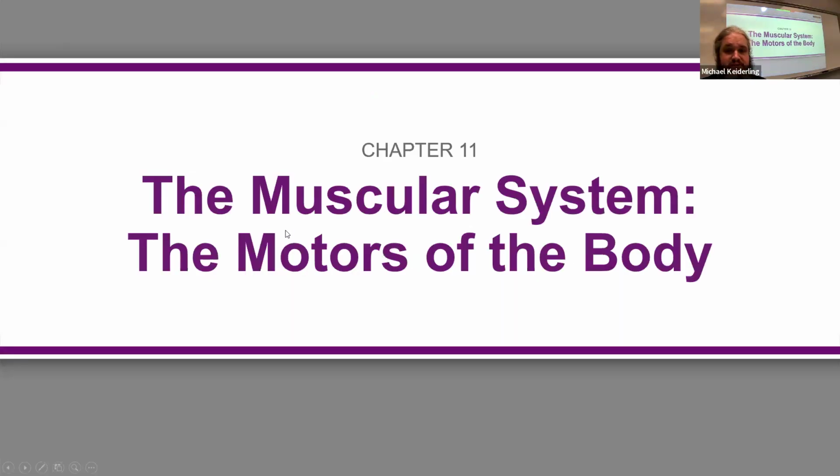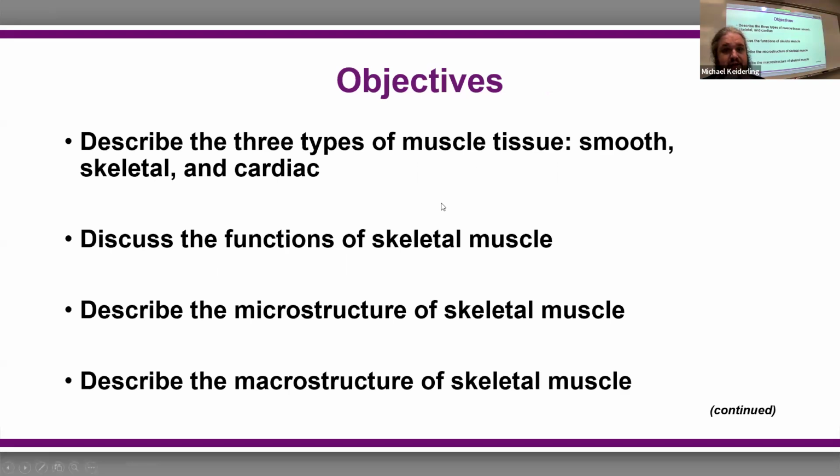So we're going to talk about the muscular system, the motors of the body. The muscular system is what moves your body around. It's all your muscles, but also the tendons that connect your muscles to bones and things like that. We'll talk about the 3 types of muscle tissue: smooth, skeletal, and cardiac.